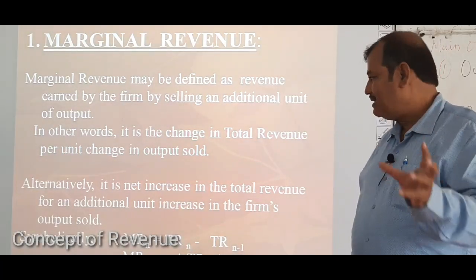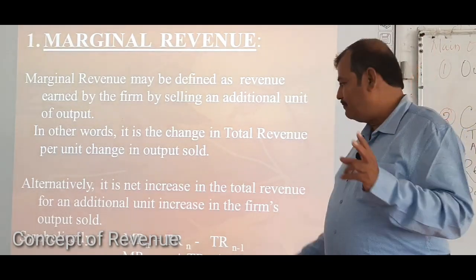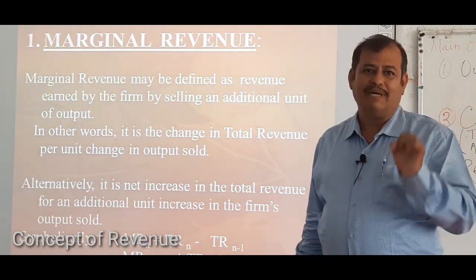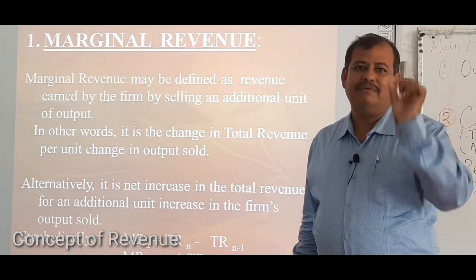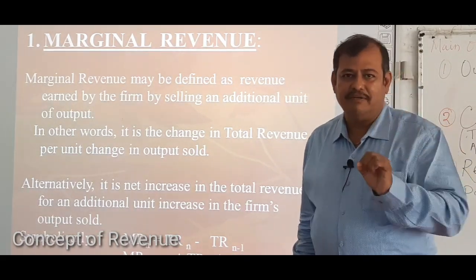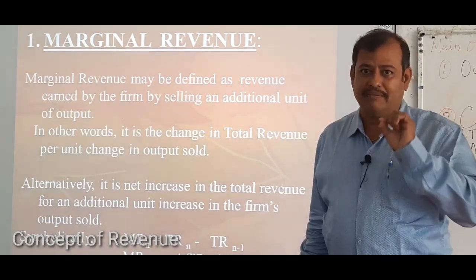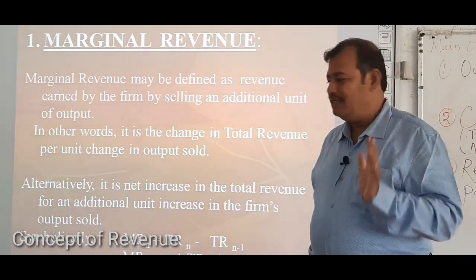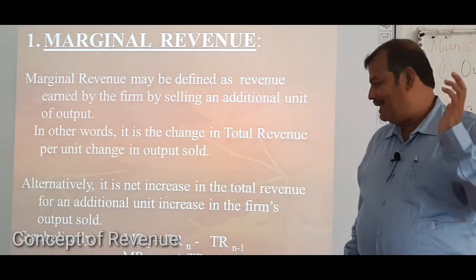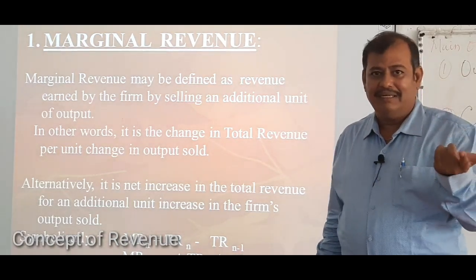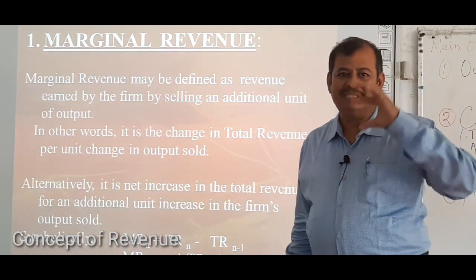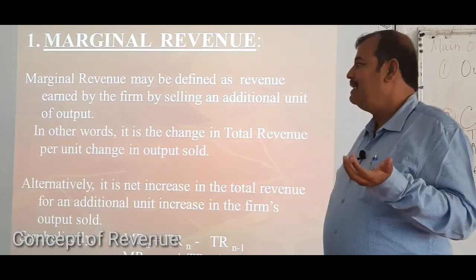So, the formula is MR of nth unit. Suppose you want to find out the marginal revenue of the nth unit, a particular unit, then the formula is total revenue of that nth unit minus total revenue of the (n minus 1)th unit, or marginal revenue equals del TR by del Q, meaning change in total revenue by change in output.